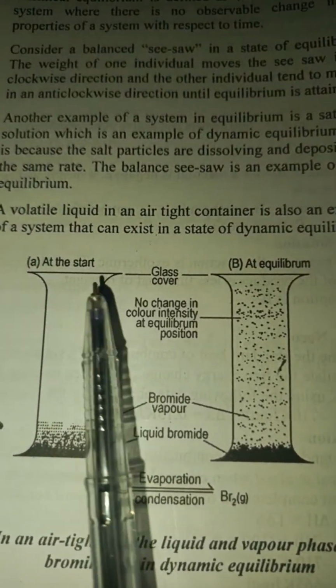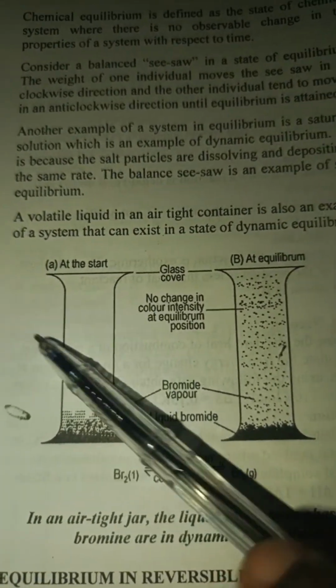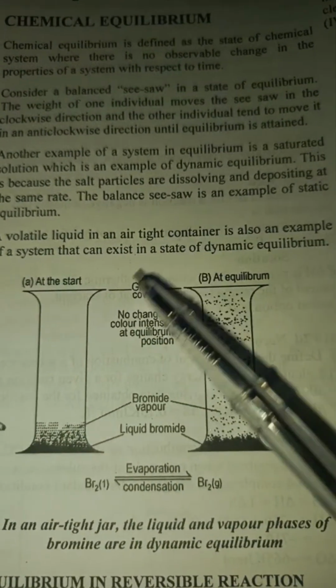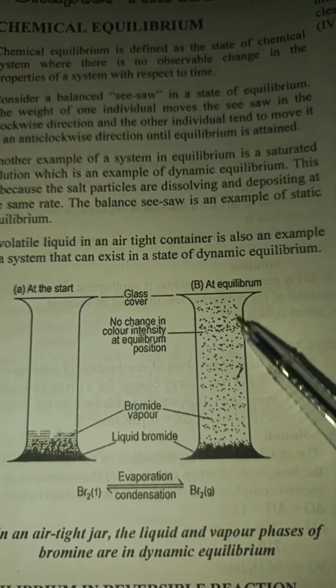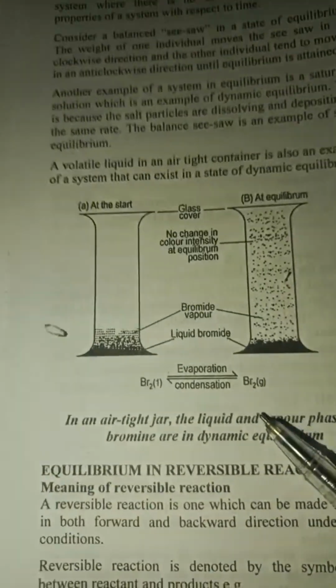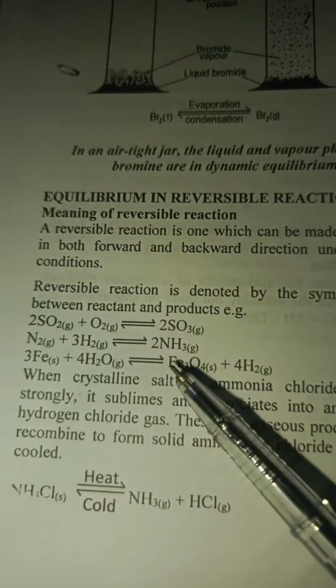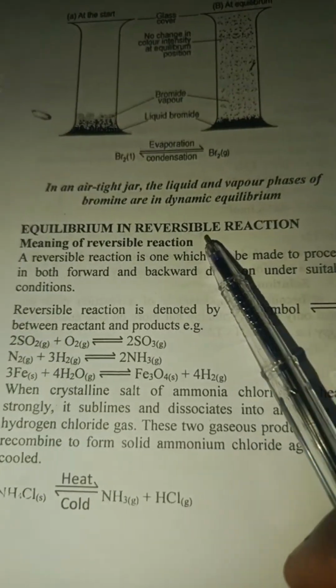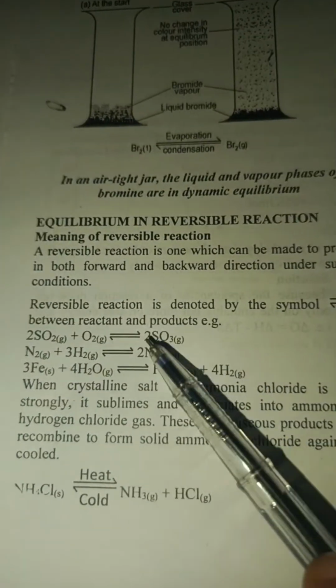Let's look at an example here. At the start, you can see what happened here. We have a glass here. At equilibrium, everything is circulating around. That's just by the way. How can we know that something is in chemical equilibrium when the reaction is reversible? How do we know that a reaction is reversible? This is how we know.